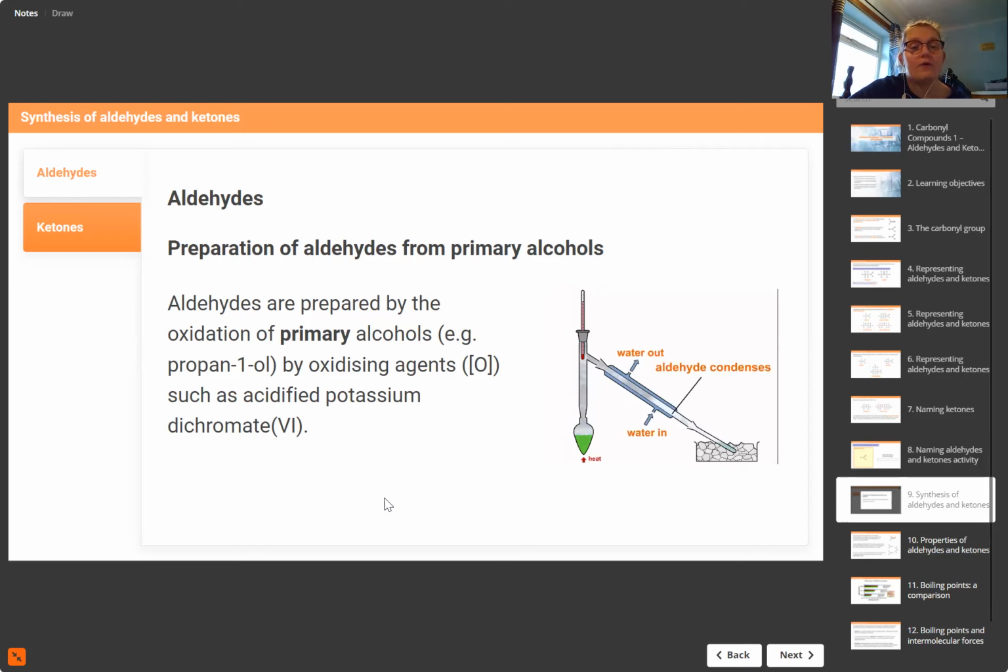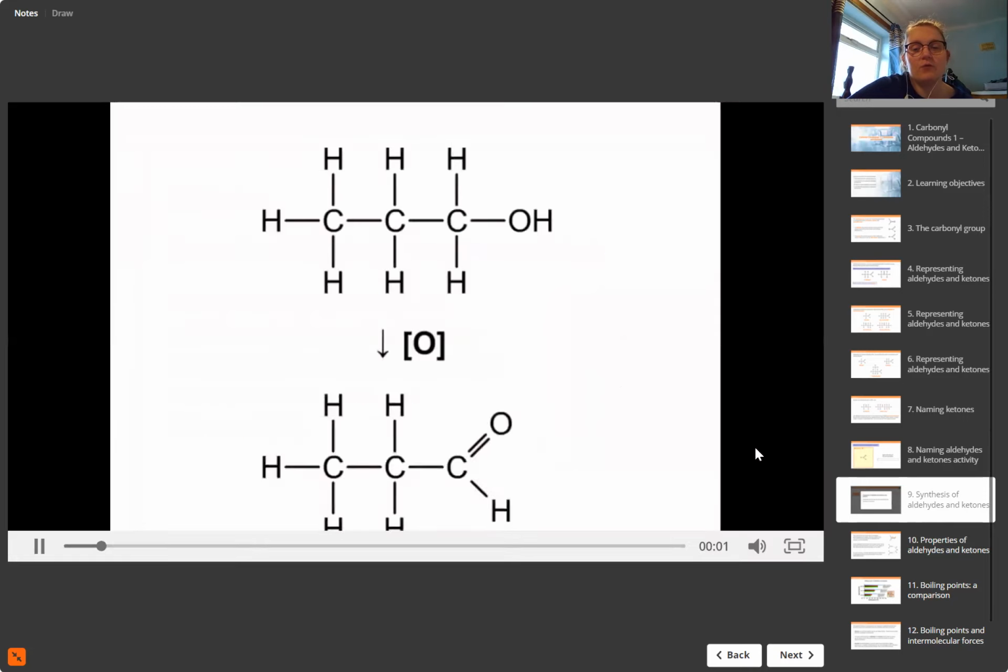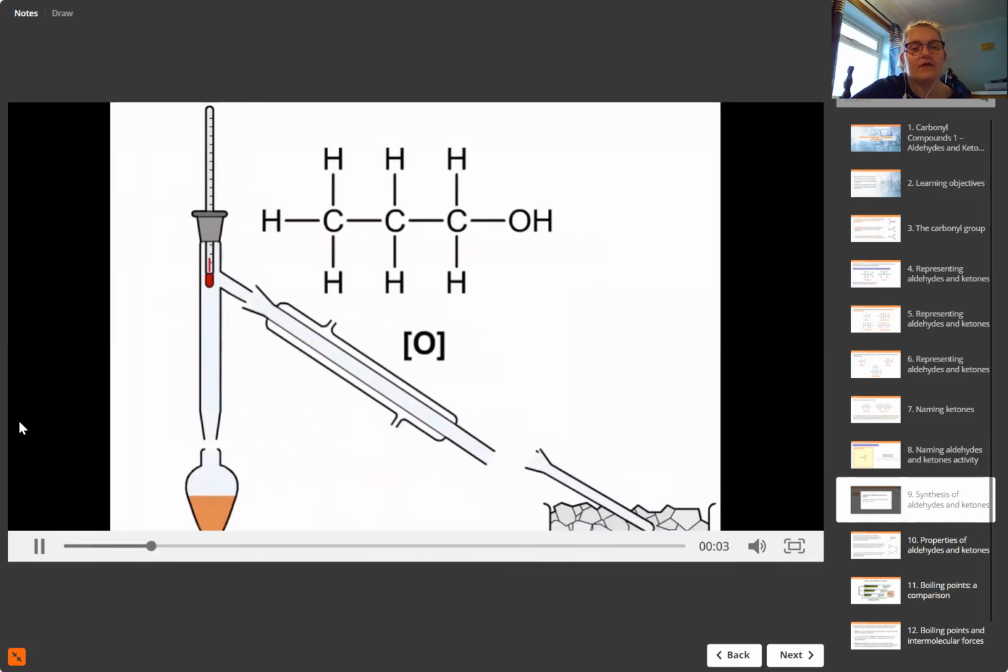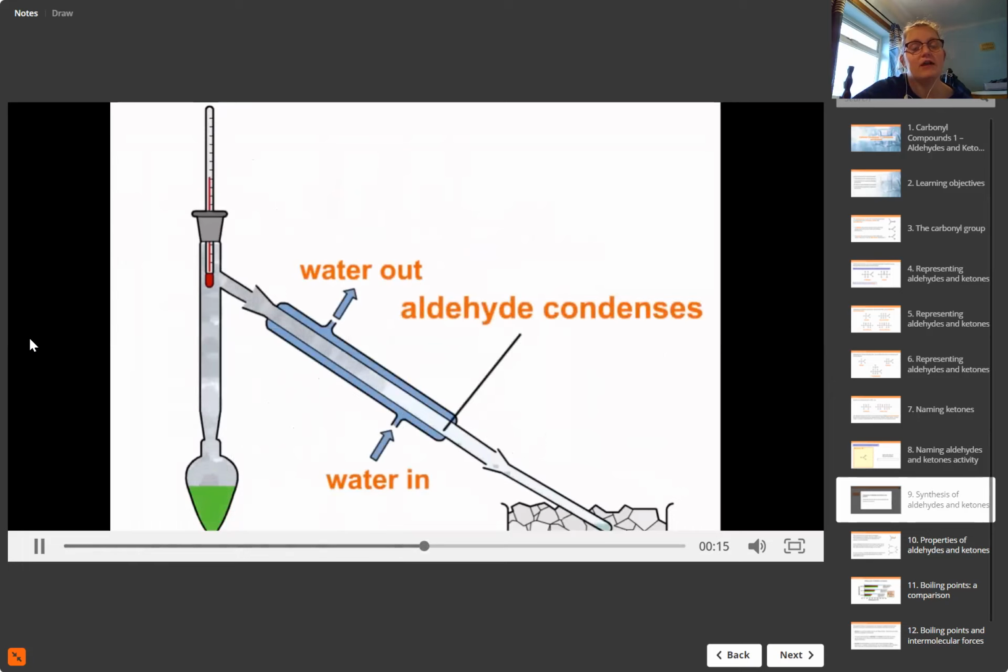And we prepare them by oxidizing agents such as acidified potassium dichromate. And what we would do in this situation is we're going to heat them up, and as it goes through, it oxidizes, and so we heat it up, it goes through evaporation, it condenses, our aldehyde condenses, and is collected at the bottom.